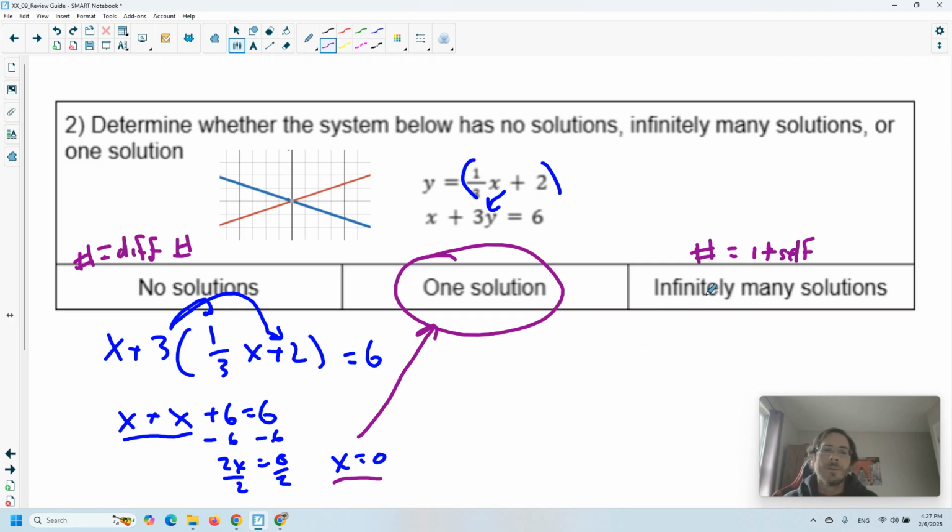So that's what we'd have for infinite solutions. Now again, if we wanted to figure out what this y coordinate is, I can plug 0 in for x right here and find out that y is 2, but we didn't need to find out the actual answer.